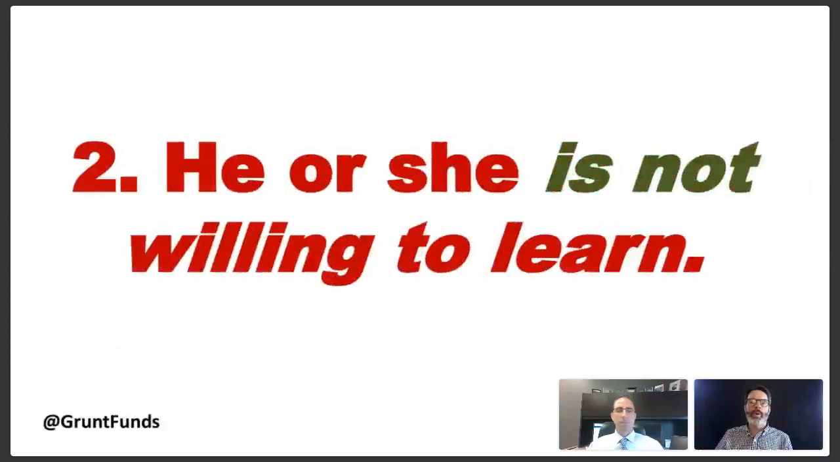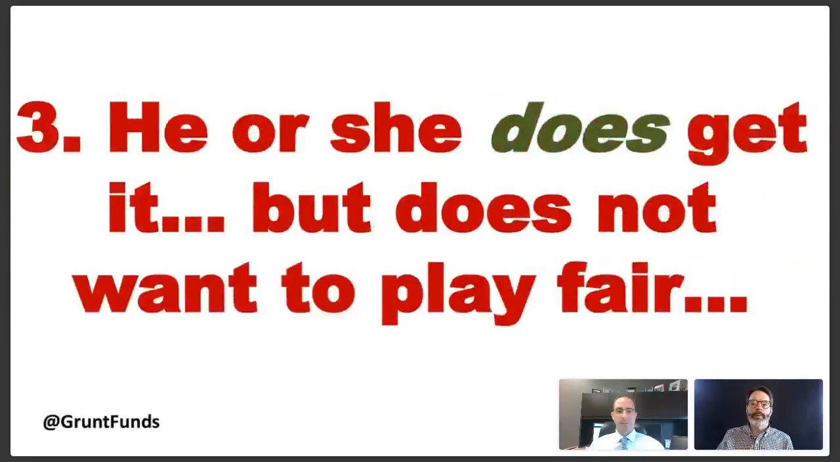The second reason is they're not willing to learn it. This is even more common. You might get an advisor or a more senior person, usually old people like us, who says, I don't want to learn something new. I'm tired of learning. No, this is the way I've always done it. I want 5% or 2%. If they're not willing to learn it, just walk away from them.